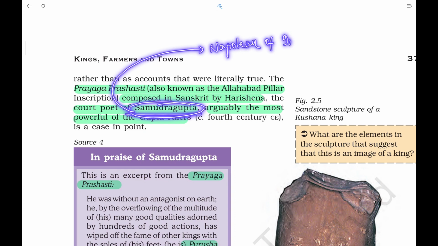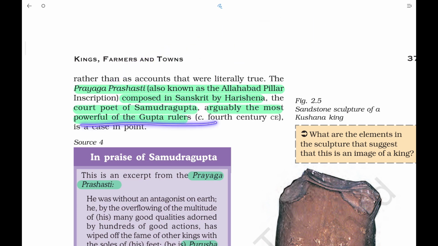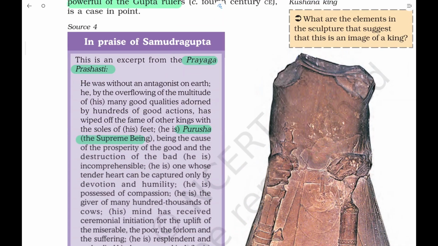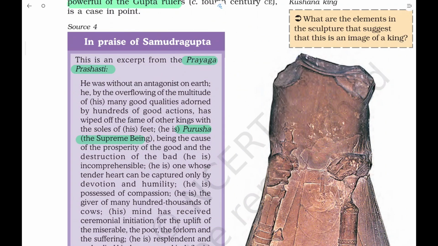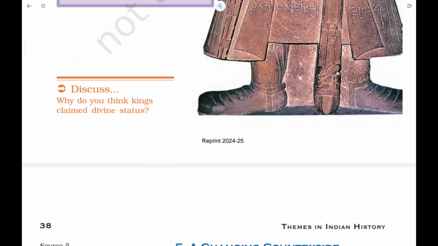Okay, these extra things that I am telling you are of much importance. The most powerful Gupta ruler. Now, this is an excerpt from the Prayag Prasasti: that he was without an antagonist on earth, by the overflowing of the multitude of many good qualities, adorned by hundreds of good actions. See, praise for Samudragupta is being made in this. He is a Purusha, a supreme being. So this is the praise of Samudragupta that we are seeing here. Okay, so now let's move ahead.